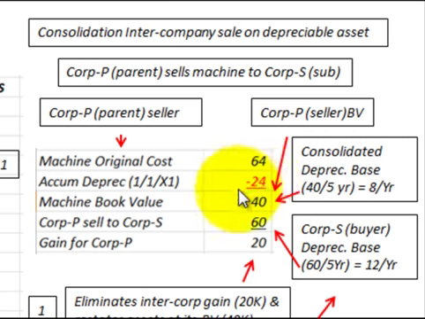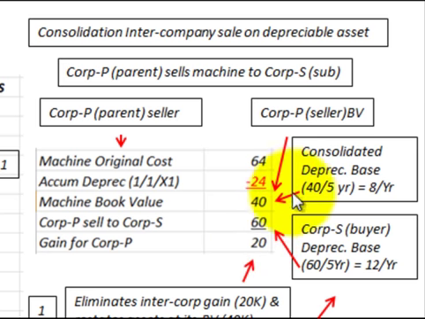The accumulated depreciation as of January 1st of the first year that we're looking at is $24,000. So the machine's book value is the difference between those two, or $40,000 for Corporation P. Now Corp P sells this machine to Corporation S for $60,000. So Corporation P has a gain on the sale of this machine of $20,000. They had a $40,000 book value, they sell it for $60,000, so we have a gain of $20,000.